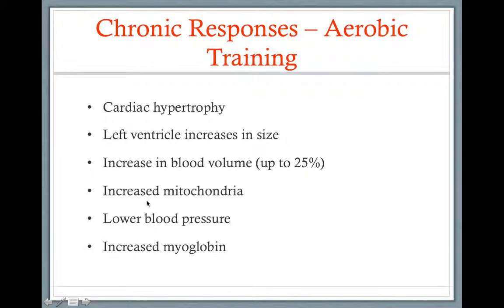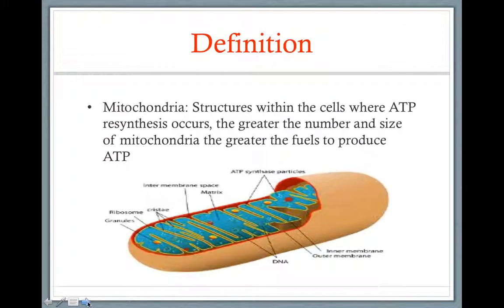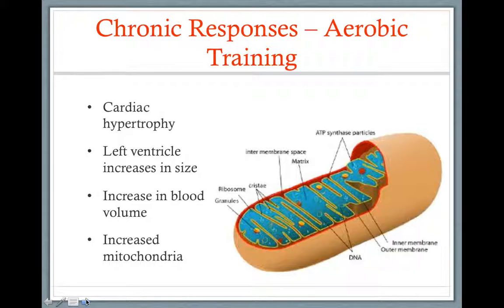So if we go back here, increased mitochondria. In other words, if we've got more mitochondria, what does that mean? It means that this process of resynthesis can probably happen quicker. So if we can resynthesize ATP quicker, what does that mean? It means we're probably going to recover quicker. Hey, massive bonus. The quicker we can recover, the sooner we can go again. So, these we've already had. Chronic responses to aerobic: cardiac hypertrophy, increased left ventricle size, increase in blood volume, increased mitochondria.